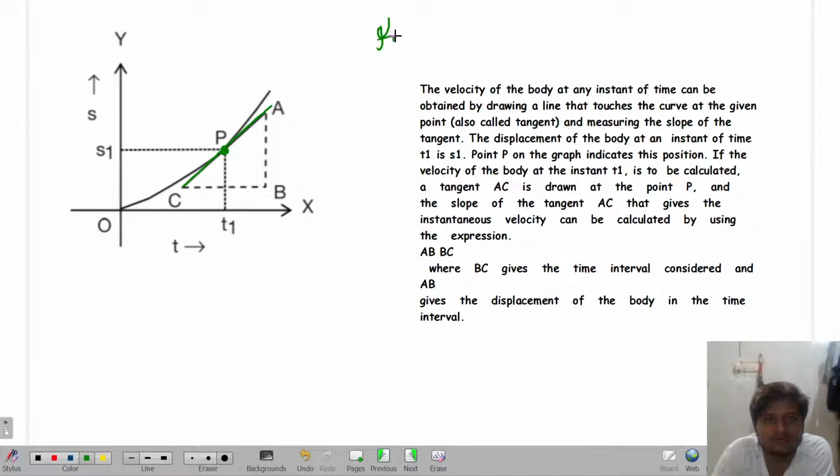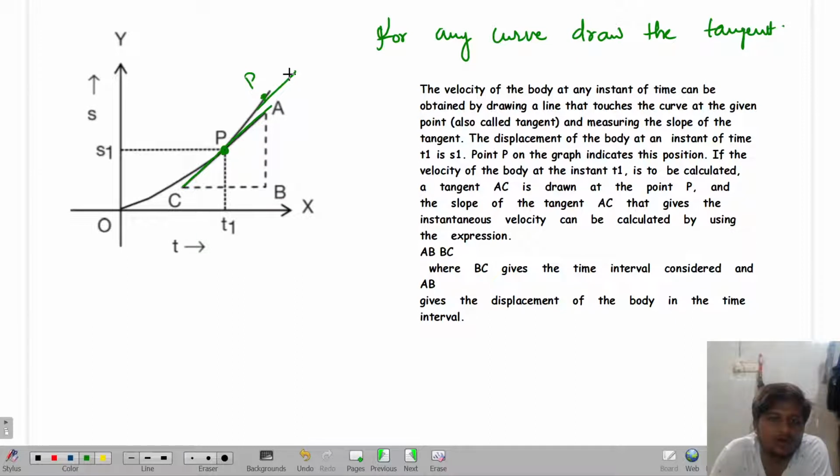For any curve, draw the tangent first. Okay. So let's suppose if I want to know about this point also, I'll draw one tangent over here. When I have drawn this tangent, I'll extend this tangent. See, here they have constructed this right angle triangle. This is also good. It is not a big issue. But I can extend this triangle over here and make it till the base so that it becomes easier to calculate. Got it or not?